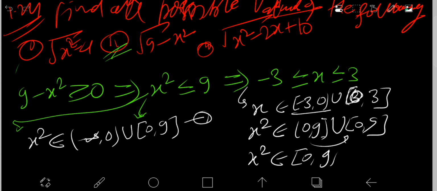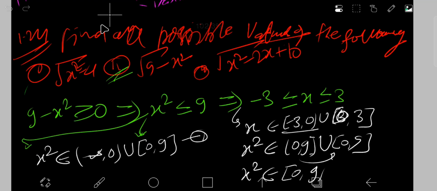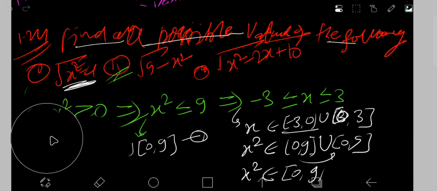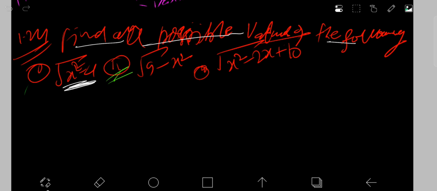What has it asked us to find? The possible values of this one, no? But here we solved a different type. All possible values of the following expression. These are the possible values, not finding the solution for x square. What are these possible values? So it means here we see a different thing. Wait. Here we made a mistake.